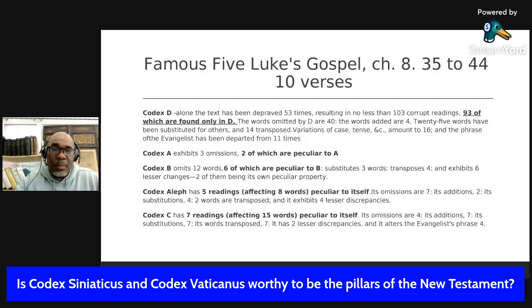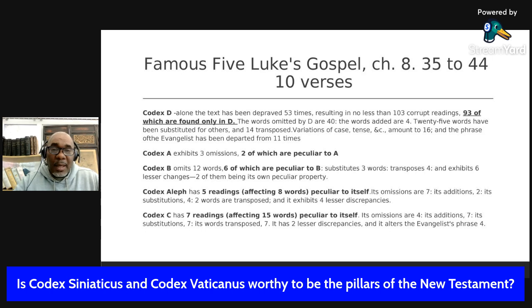Right. So basically, when he looked at Luke's Gospel, chapter 8, verses 35 to 44, that's just 10 verses, yeah? In those 10 verses alone, Codex D had 93 singular readings. It's only found in D. Codex A exhibited 2, which are peculiar to A. It's in 10 verses, you know. Codex B had 6. Aleph had 5.